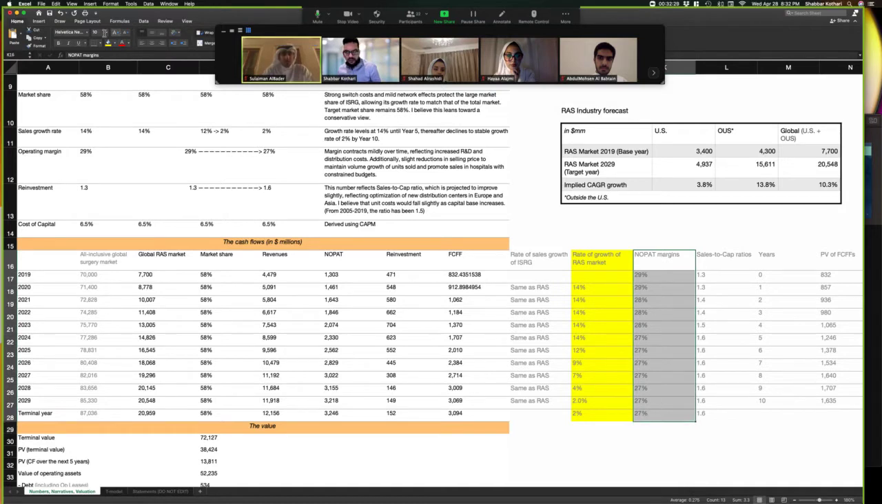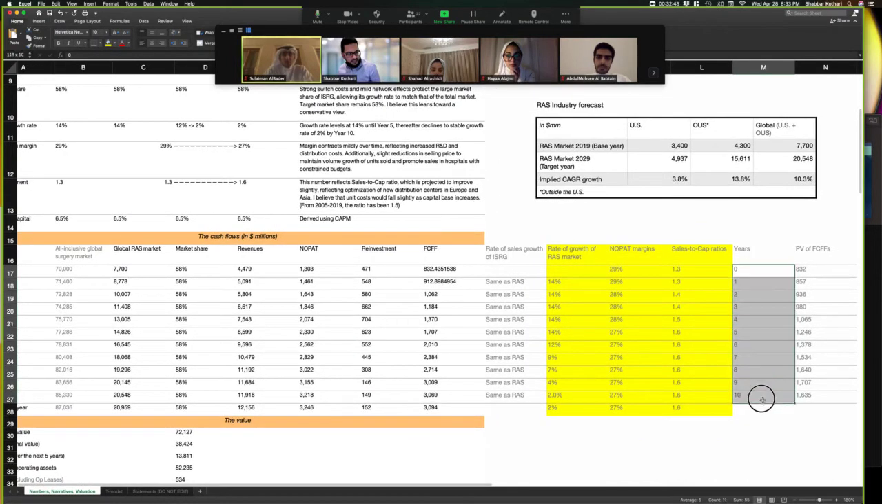So I'm going to mark this again. This is also an input field. These are assumptions of NOPATs. These are assumptions of sales to cap. If you look at these cells, you'll see that it's just the numbers. There is no equation because these inputs are acting elsewhere in the DCF. This is just, I've entered the years here in order for calculations.